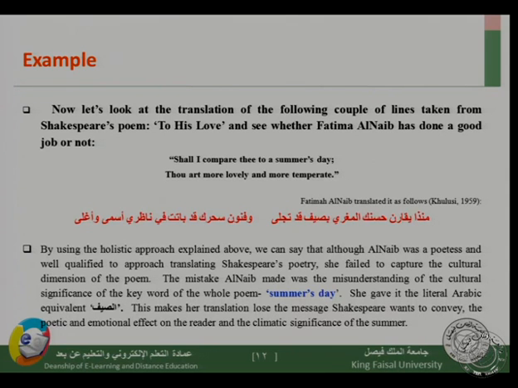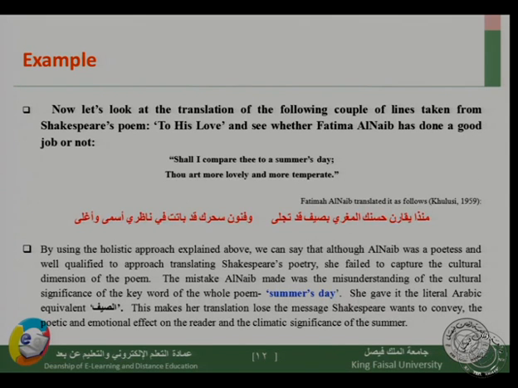It sounds fine. It rhymes. It is probably mawzun, according to our Arabic prosody. But I don't know whether you agree with me or not, that she has made a very serious mistake. The mistake she has made has killed the message Shakespeare wants to pass to the reader. She used sayf, summer.